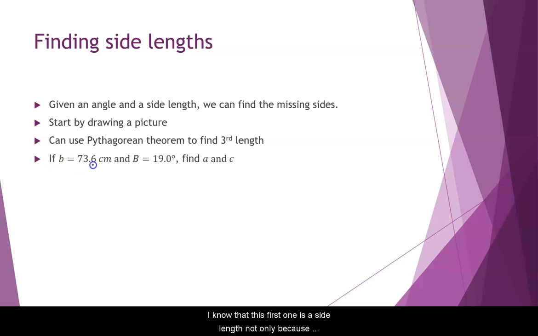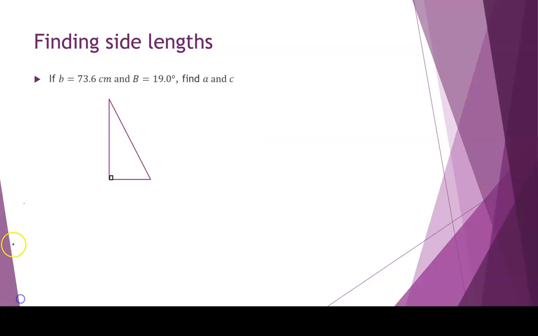I know that this first one is a side length, not only because it's given in centimeters, but also because it's lowercase b. Capital B must be an angle because it's uppercase, and also it's given to us in degrees. Let's draw a picture. I haven't labeled this yet, but looking at this, I see that angle B is 19 degrees. Our picture doesn't need to be to scale, but sometimes it's helpful for envisioning it.